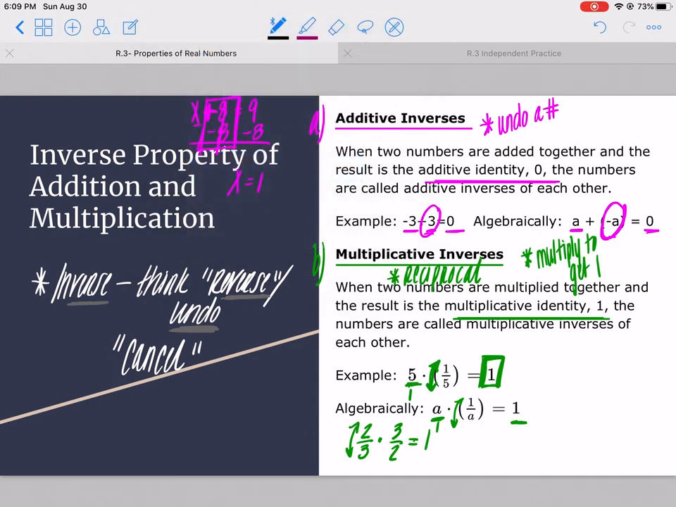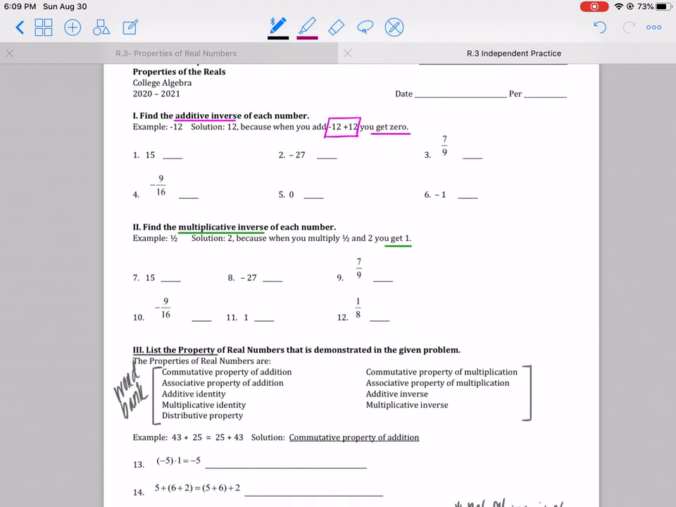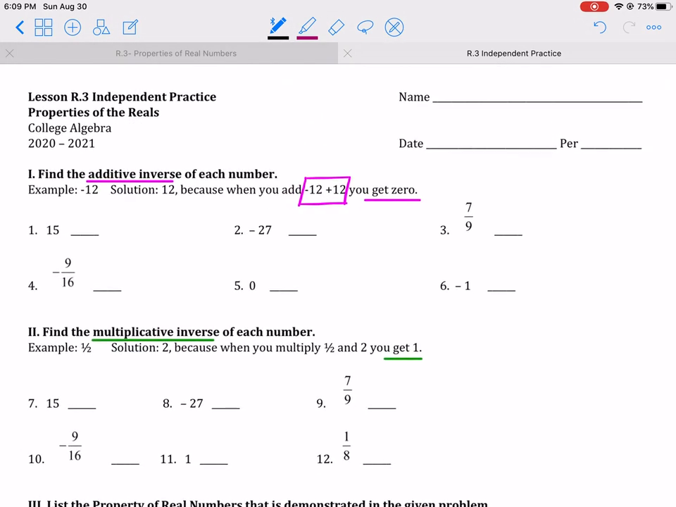And just really quickly before I end the video, I'm going to show you guys or explain to you how to start your R3 homework. So I'll go through a part of each section.